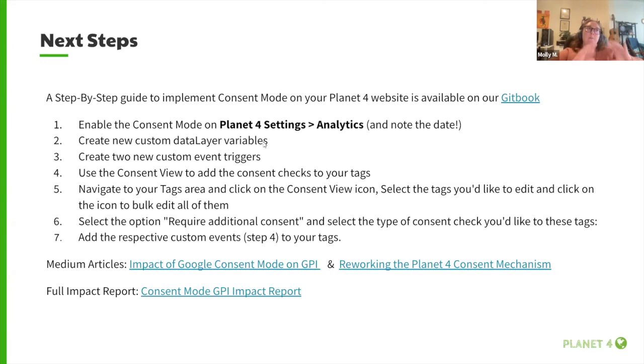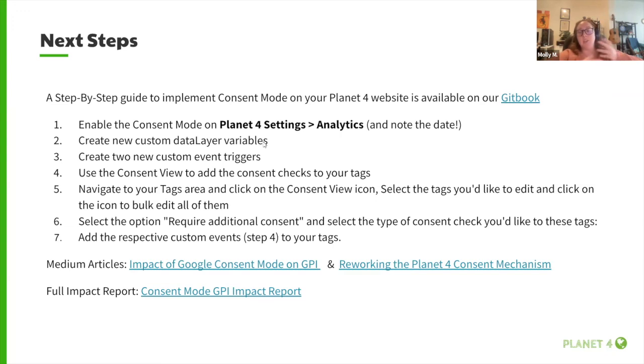So there are 3 parts really. The first part is to enable consent mode in Planet 4. So that is literally checking a box. You go onto your Planet 4 settings, your analytics settings, and there will be a checkbox for consent mode. Just make sure that that is checked.